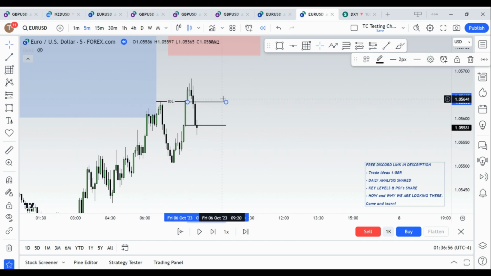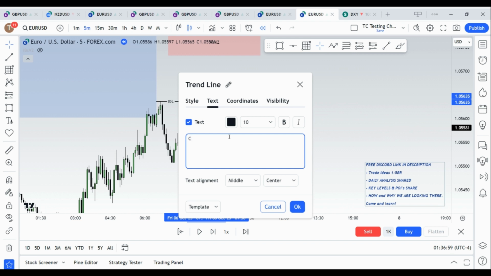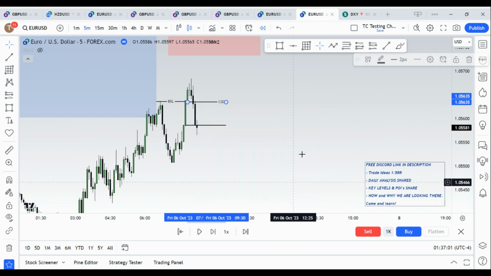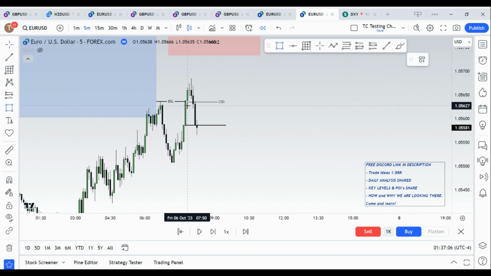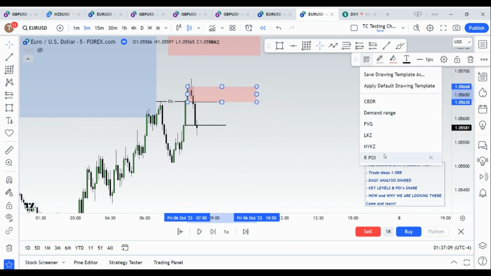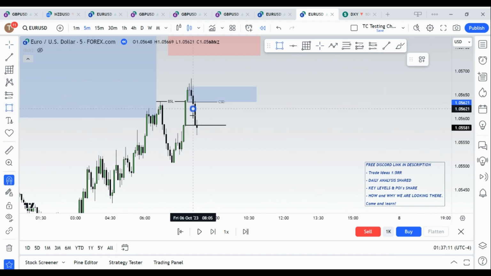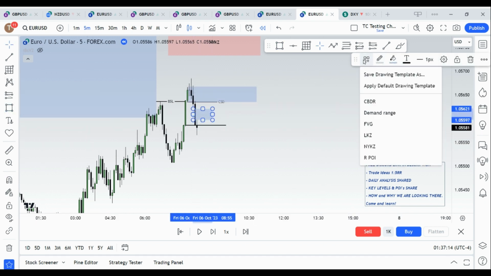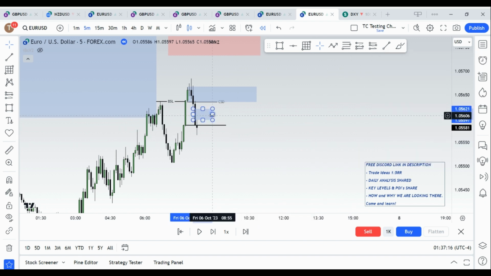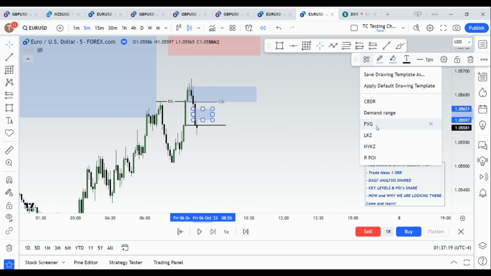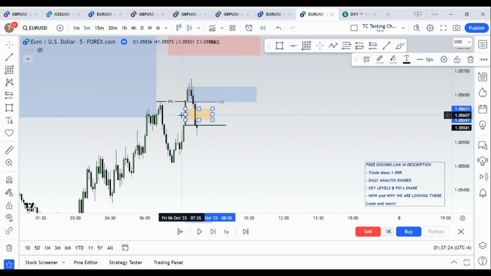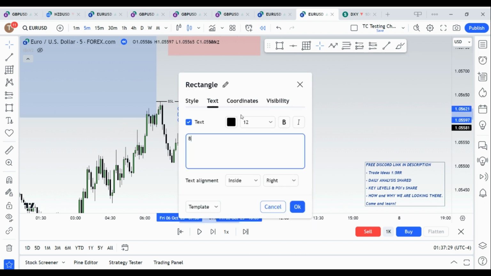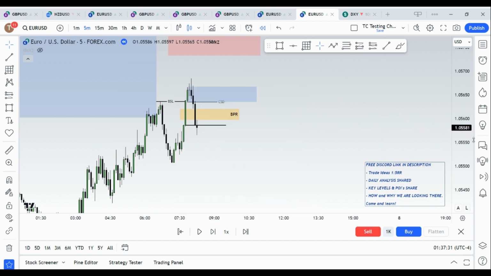We have our 5M change in state of delivery here, which gives us a valid order block to trade from. As you can see here, this would be our 5M order block. We also have a fair value gap here, which I'll put in a different color. We've also got an inversion fair value gap here. And if you notice, this gives us a balanced price range, BPR. Why does it give us a balanced price range?